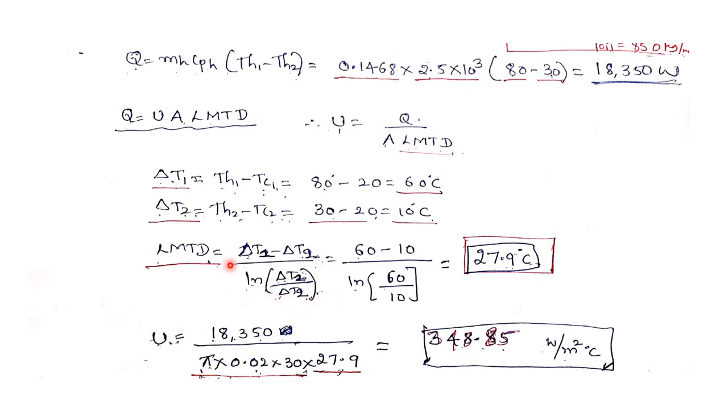I can use this formula, or I can write this equation in this form also: delta T2 minus delta T1 divided by log of delta T2 divided by delta T1. In both the forms, if we substitute, we are going to get the same answer.